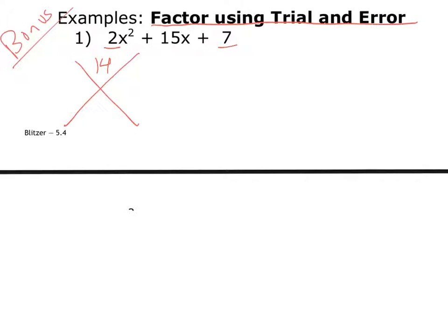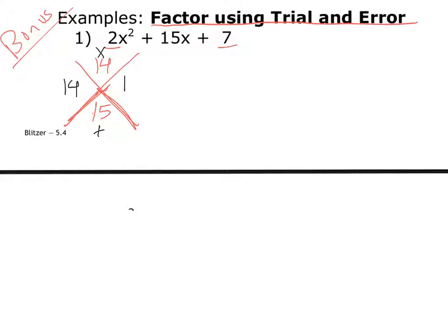What number's going in down here? What number's going down here? Good, 15. So I need two numbers that multiply to give me the 14, and they add up to 15. So our two magic numbers, here we have it, 14 times 1.